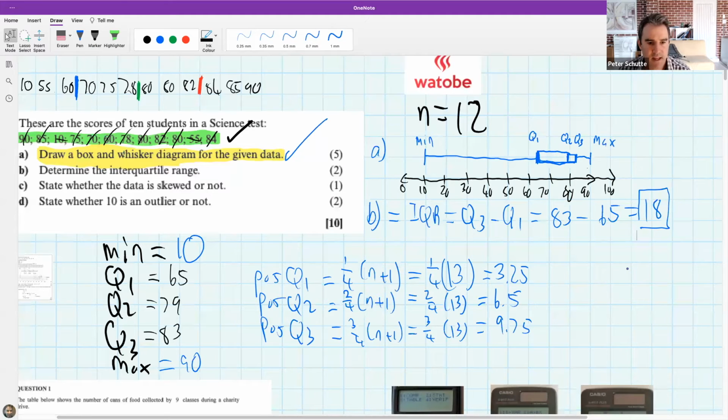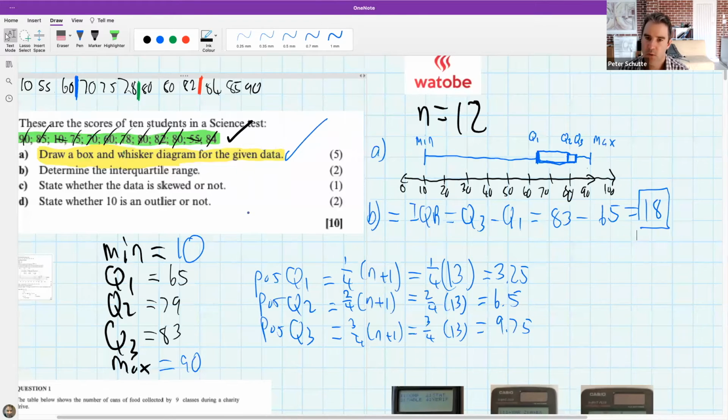Okay. Is the data skewed or not? And tell me, is it positively or negatively skewed? Or skewed to the right or skewed to the left? Tell me about this question C. Can you remember the discussions we had about skewness?